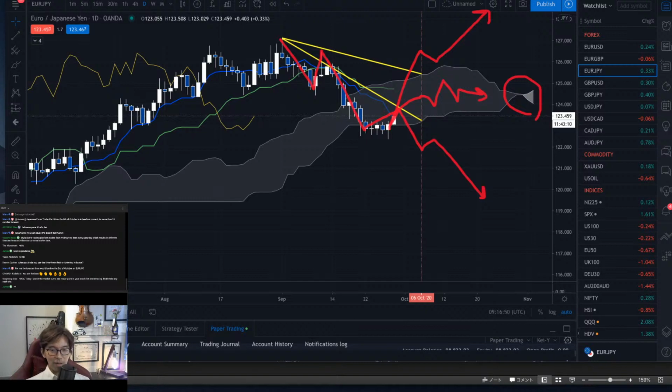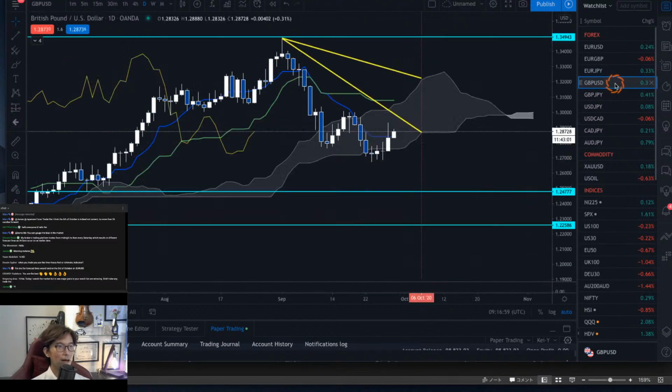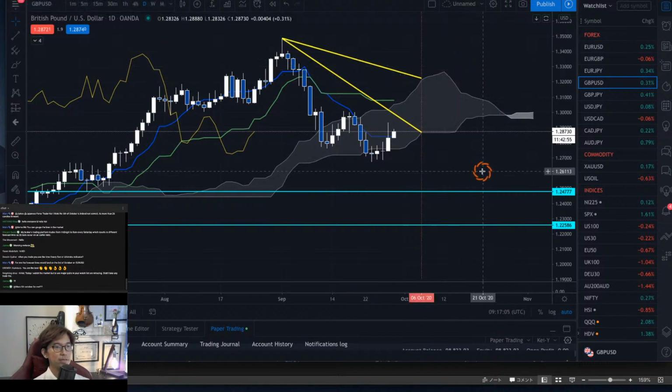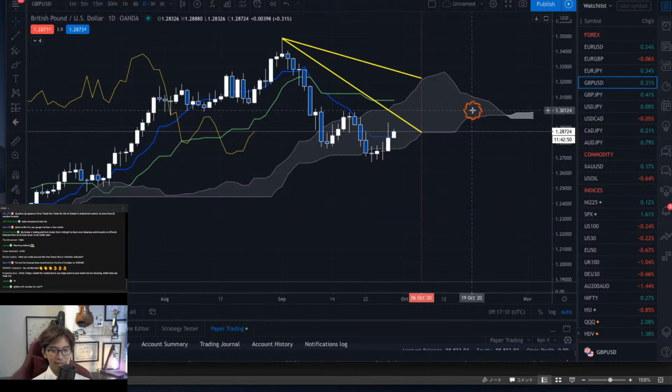Okay, so let's move on to the next one. We've covered EURUSD, EURJPY, and let's take a look at a couple of other charts. So here is GBPUSD. The same thing. It's pretty simple. Nothing complicated so far. So this is going down. Currently the price is below the forecast lines. So this is bearish.